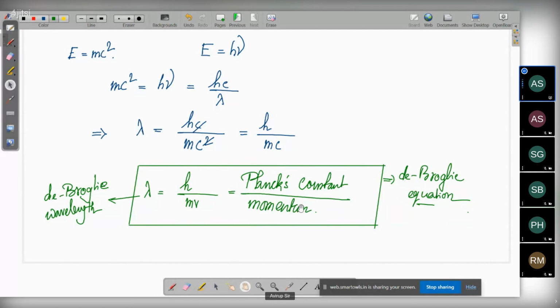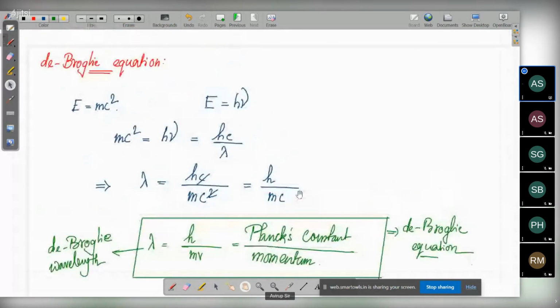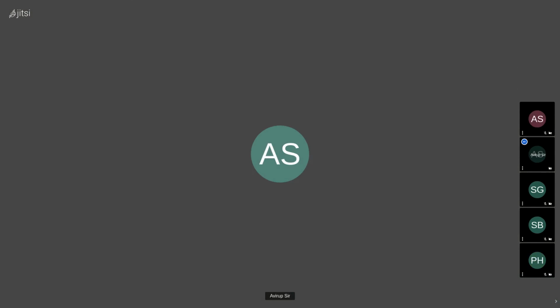Okay, is it clear to everyone? So this is the wave particle duality, where both wave and particle characteristics are existing at the same time. Okay, is it clear? Please let me know. We will discuss more about de Broglie's and Heisenberg in the upcoming classes.